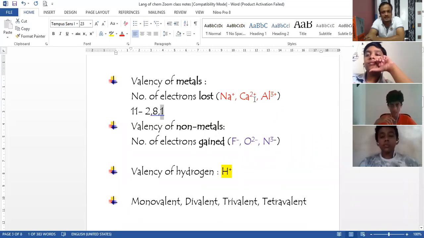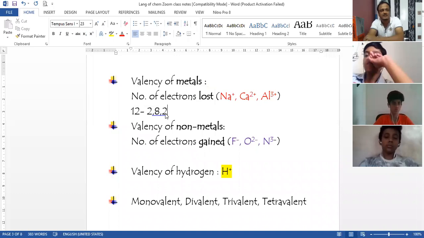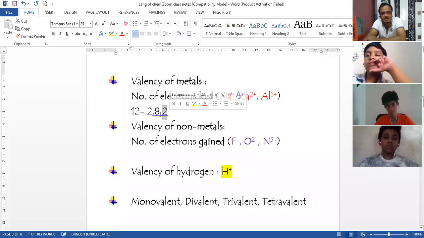If I'm taking an example of calcium, the atomic number of calcium is 12. So the electronic configuration of calcium becomes 2, 8, 2. So the valence electrons are 2. Obviously it will become 2, 8 by losing these 2 electrons to become stable, that is, obtaining octet configuration. Therefore the valency of calcium is Ca2+.